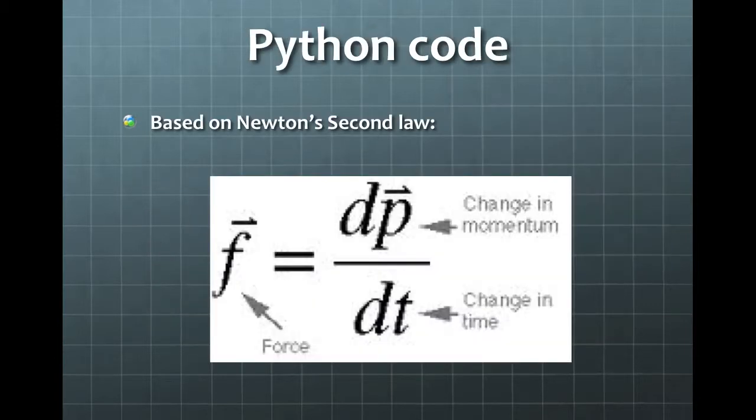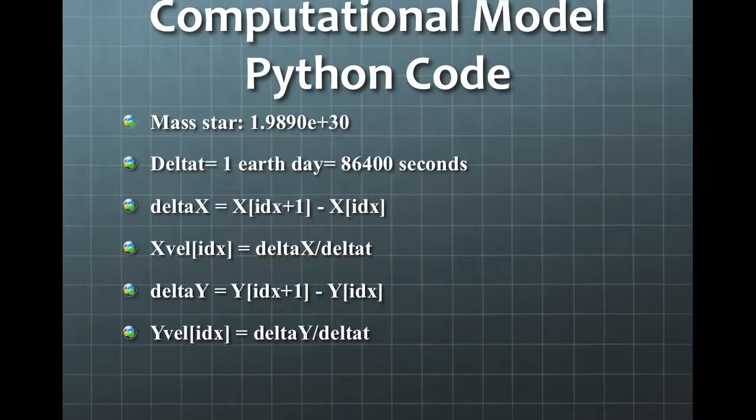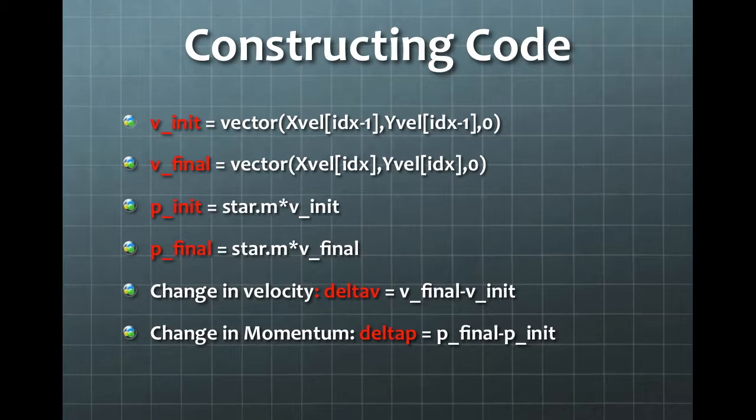The Python code was constructed in order to be able to calculate the net force acting on the star. As a fundamental principle, we use Newton's second law, but based on the momentum principle of the star. The code used the given positions of a star over a large period of time, with a delta t of 1 Earth day, which is equal to 86,400 seconds, extracted from a CSV file.